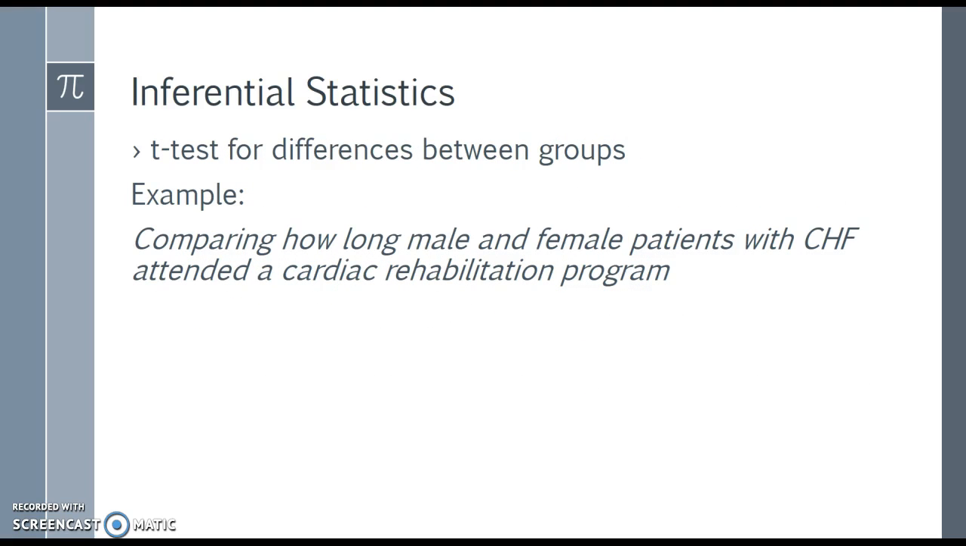So one test that is used for measuring differences between groups is the t-test. An example of this is comparing how long male and female patients with CHF attend a cardiac rehab program. So our two groups are males and females who have CHF who are attending a cardiac rehab program. And what we want to know is, is there a difference between males and females that do this? Well, you can certainly demonstrate the results by using a frequency distribution, or if you want to show statistical significance between the two groups, you would simply use a t-test. And again, that t-test can be completed through an SPSS package.